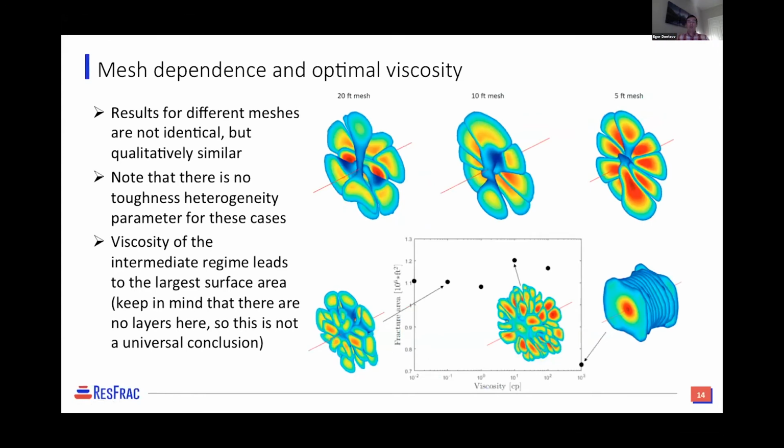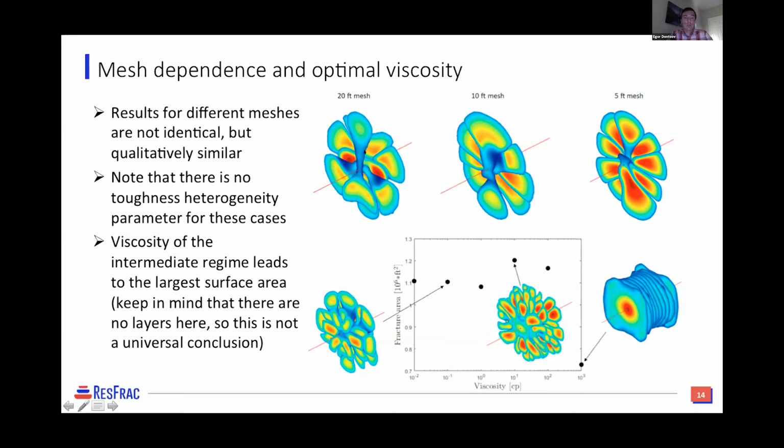Now, a couple of questions we want to consider as well. Are these results mesh dependent? Here on the top I'm showing three simulation results with different mesh sizes: 20, 10, and 5. As you can see, each individual fracture has different geometry, but the overall radius or diameter is preserved. It's the same. But I want to stress that there is no toughness heterogeneity in these cases. It's absolutely homogeneous, so it's actually the round-off error that determines where the fractures go.